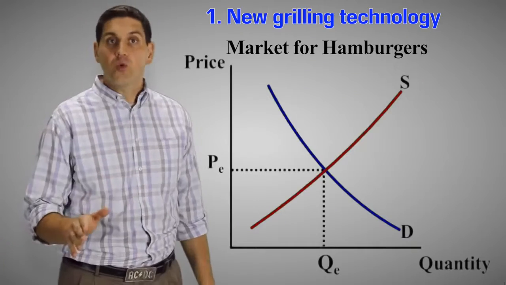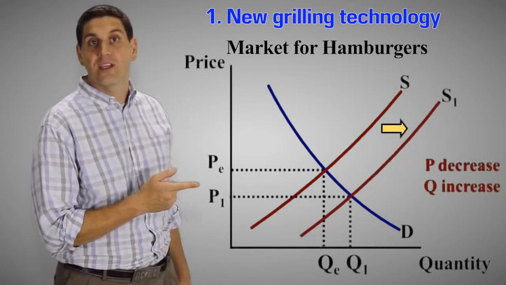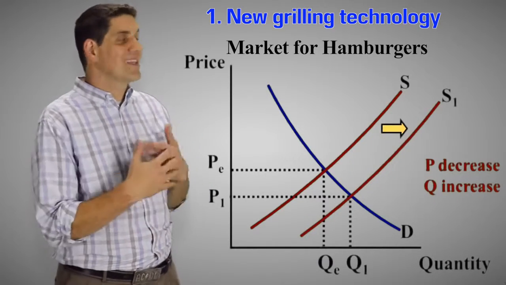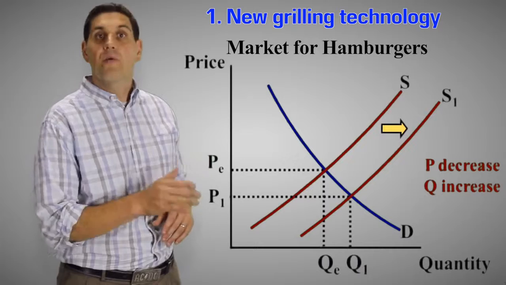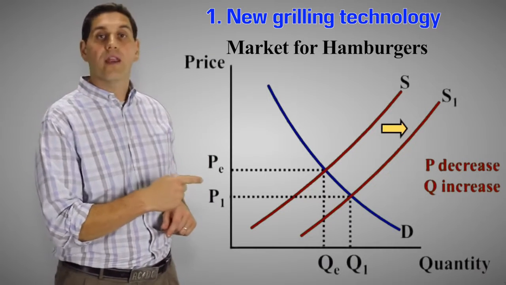Good luck. For the first one, new grilling technology would cause a supply to shift to the right or increase. Now this is supply because this is something that's going to increase the production of hamburgers. And remember, technology is a shifter. The graph tells us the price will decrease and the quantity is going to increase.